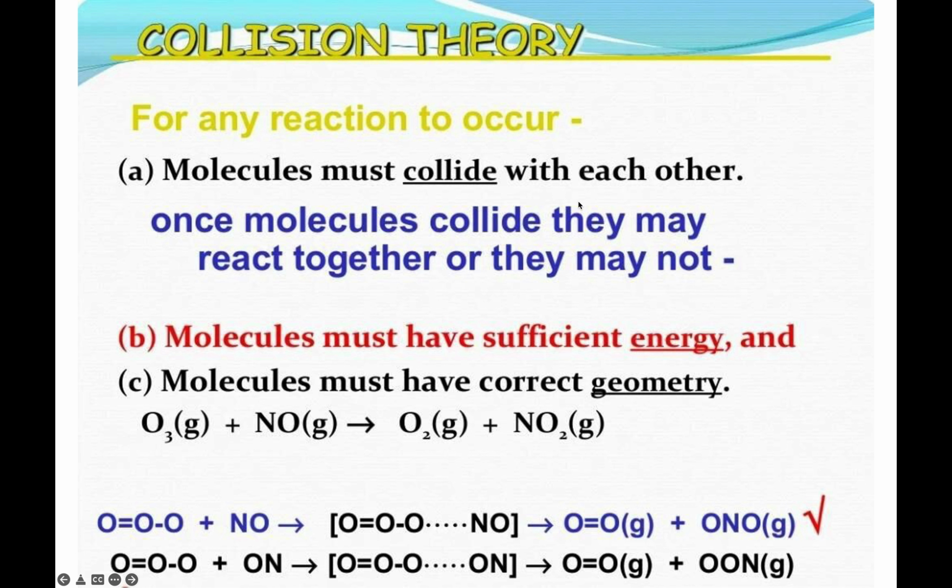Firstly, the molecules must collide with each other. Secondly, they should have sufficient energy. Thirdly, they must have the correct geometry. See, O3 plus NO gives O2 plus NO2. See the geometry given here. So, this is the correct geometry.